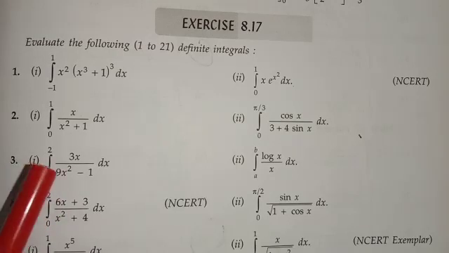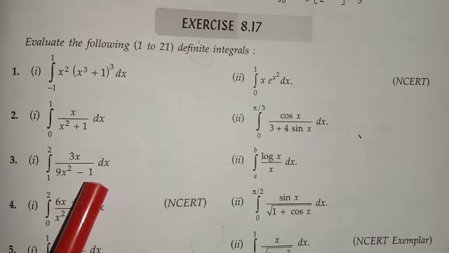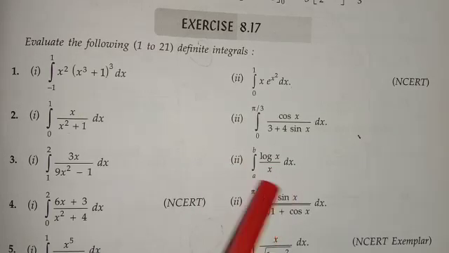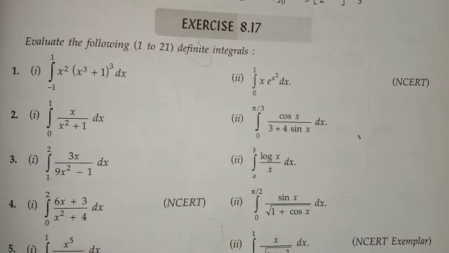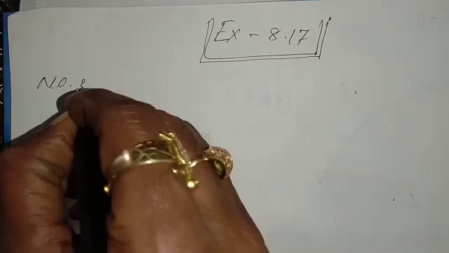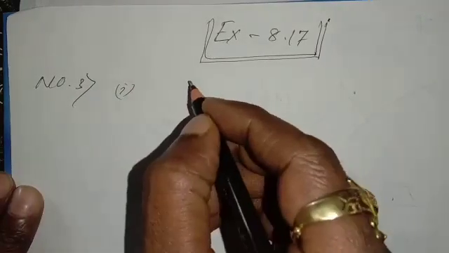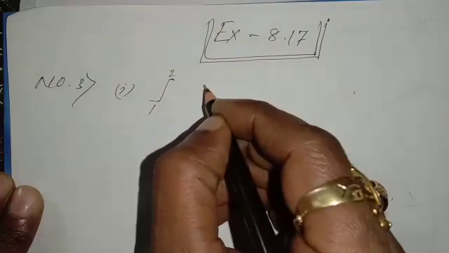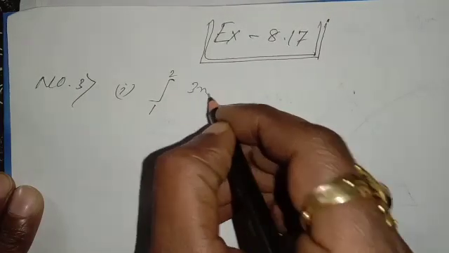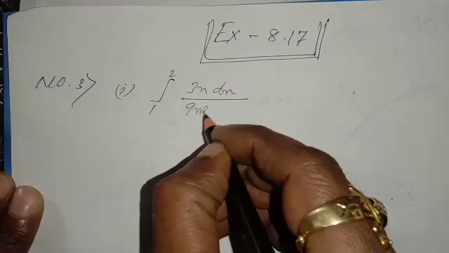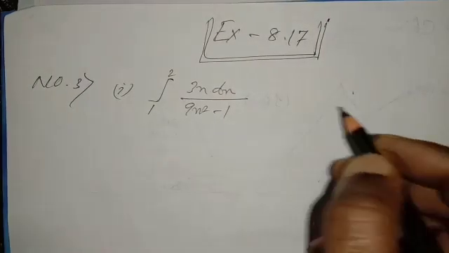Integration 1 to 2, 3x by 9x square minus 1 dx. The second part: integration a to b log x by x dx. Let me solve these two sums first. Number 3, first part and second part. Question number 3 first part: integration 1 to 2 of 3x dx by 9x square minus 1. First we have to substitute.